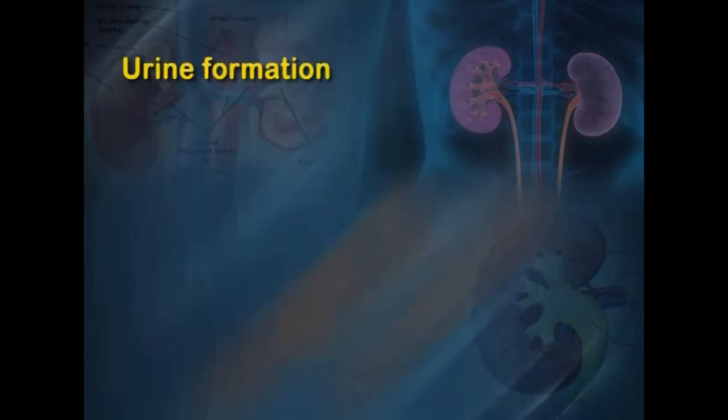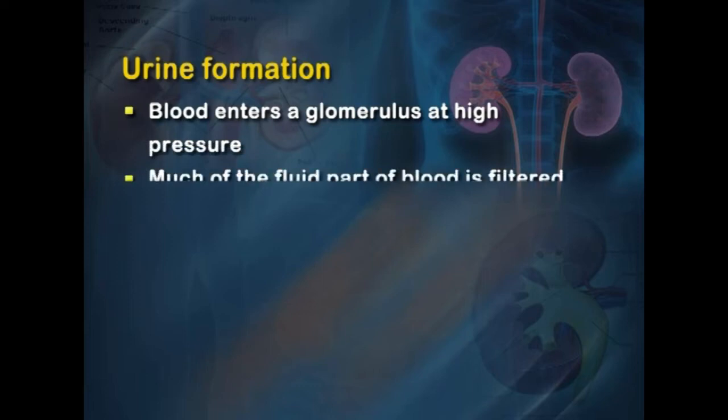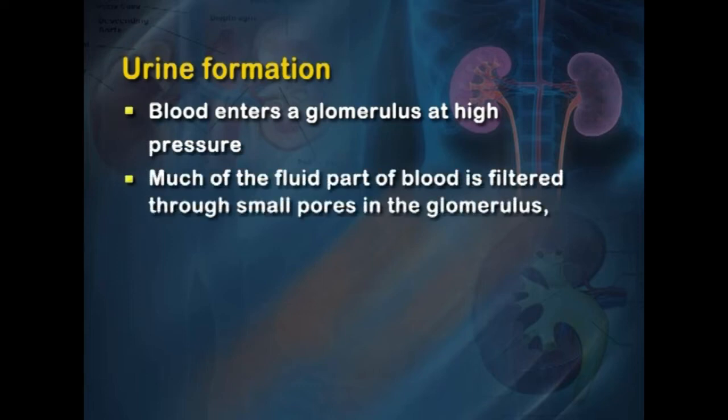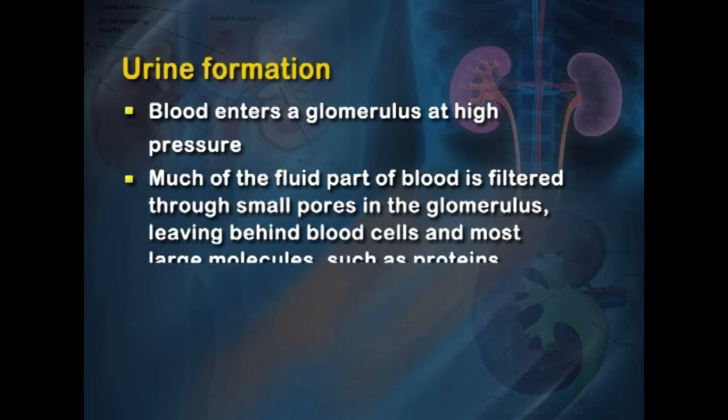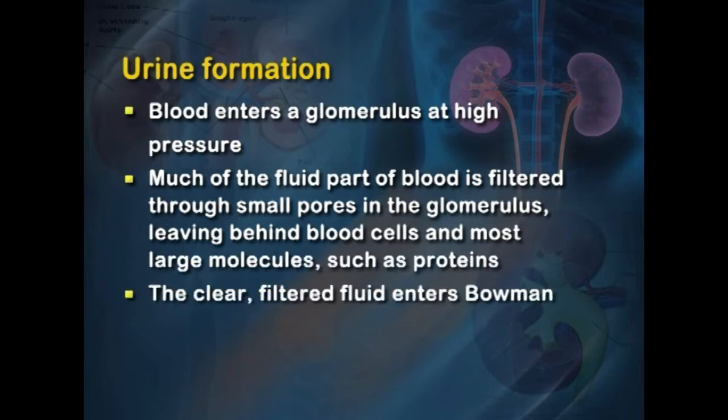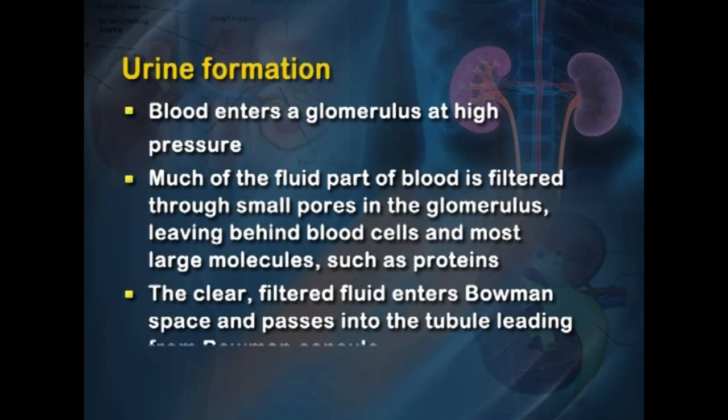Next segment is the urine formation. Blood enters the glomerulus at high pressure. Much of the fluid part of the blood is filtered through the small pores of the glomerulus, leaving behind blood cells and most large molecules such as proteins. The cleared, filtered fluid enters the Bowman space and passes into the tubule leading from the Bowman capsule.